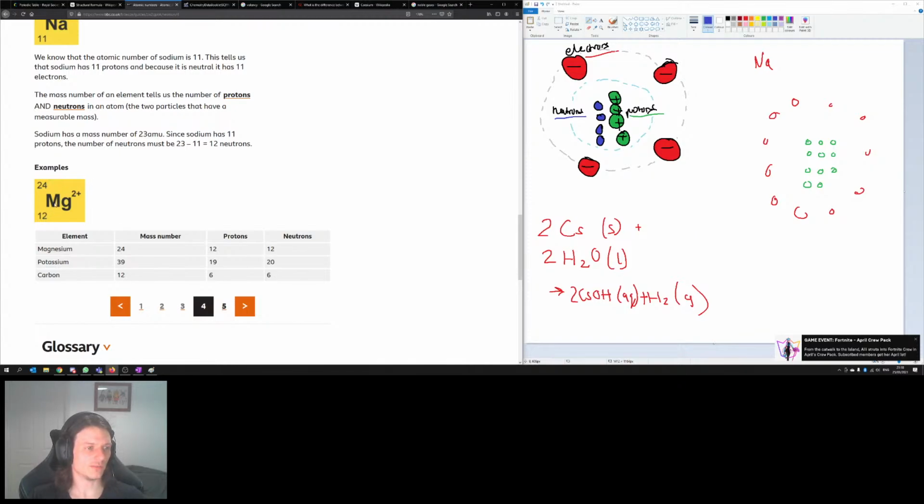No. 12 is the protons, so 12 protons. That means there's going to be 12 electrons. That's 24. It's magnesium, so 24 is the mass number. Yep. Protons is 12. Neutrons is 12. Oh, because it only corresponds to mass. Yeah. Okay. I see. Potassium has 39. So, yeah. Okay. I understand.